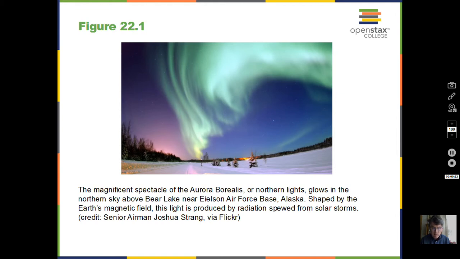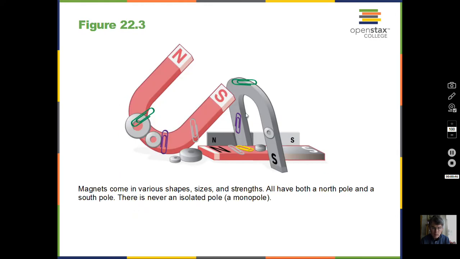An example of the effect of magnetic force here, you can see the aurora. And this occurs because the Earth's magnetic field guides particles, mainly from the sun, into our atmosphere near the north and south magnetic poles. And those particles energize molecules in our atmosphere to then glow. So we get the nice aurora. We'll talk more about that when we talk about the Earth's magnetic field.